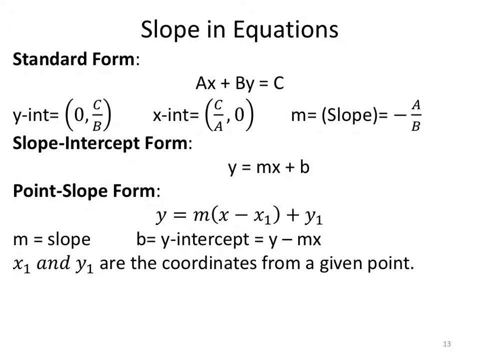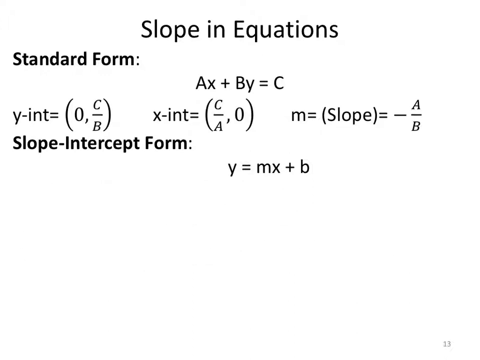Slope in equations. 3 different types of equations which we'll be using. However, for slope, we're really just looking at standard form and slope-intercept form, so we can kind of ignore point-slope form for now. So if you guys are copying that down, I wouldn't worry too much about point-slope form yet. We will get to it, but for now, we're not so concerned about it.